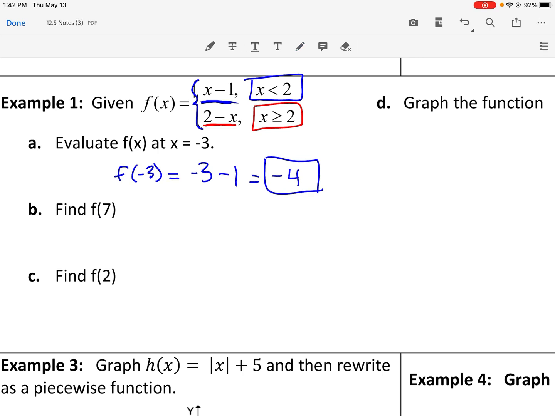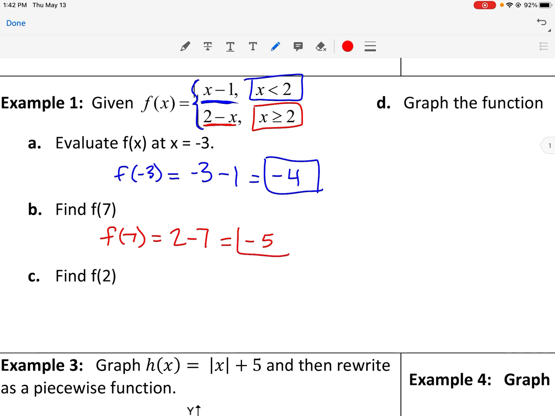We do the same thing here, f of 7. So we figure out, okay, 7 is a number that is greater than or equal to 2. So it's going to fit into the second piece. So then f of 7, we plug it into the second piece, so it becomes 2 minus 7. Since we're plugging it into that x, we simplify, and that equals -5.